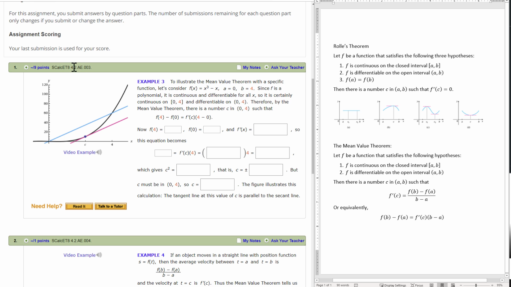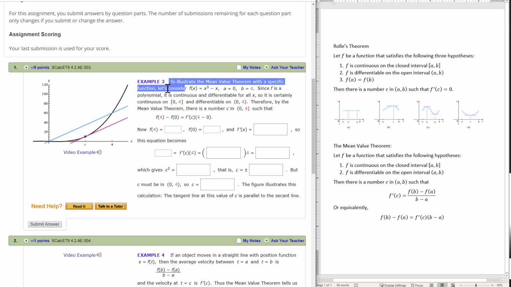Let's do this lab problem from section 4.2. This is problem number 1. It says to illustrate the mean value theorem with a specific function. Let's consider the function f of x is equal to x cubed minus x, from a equals 0 to b equals 4.